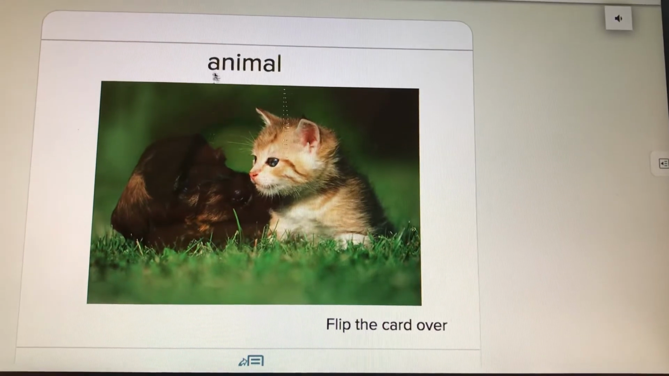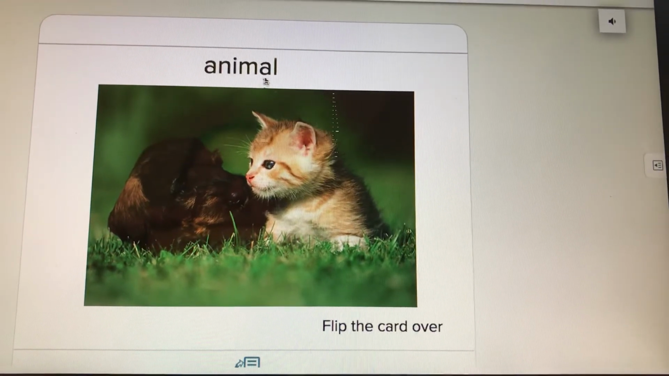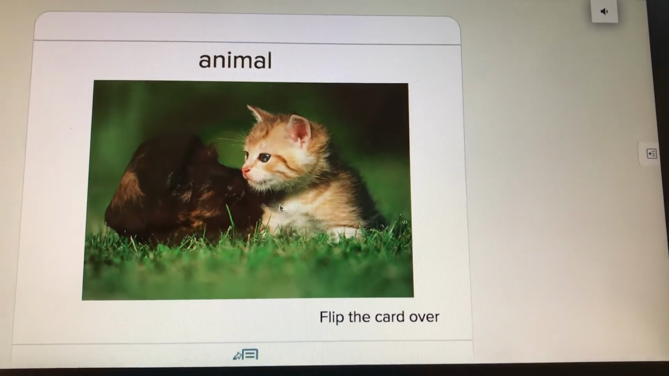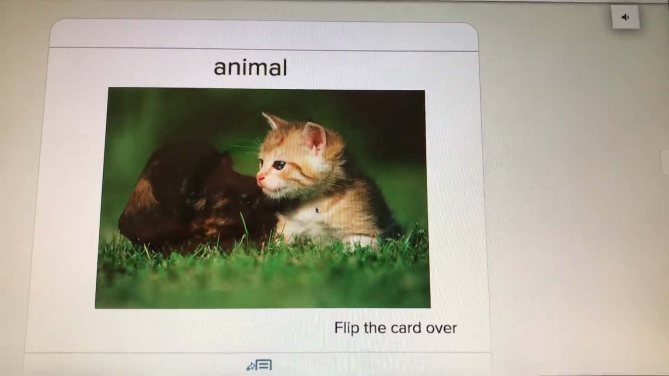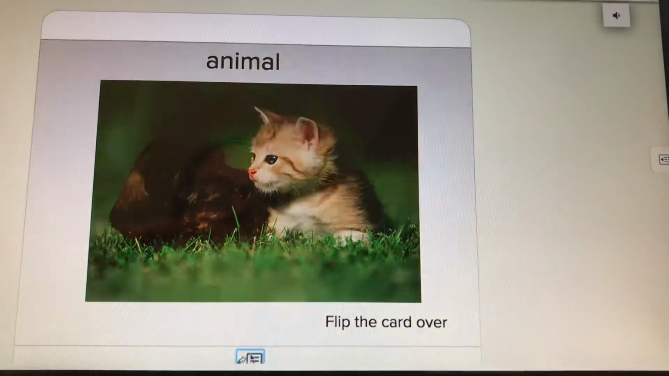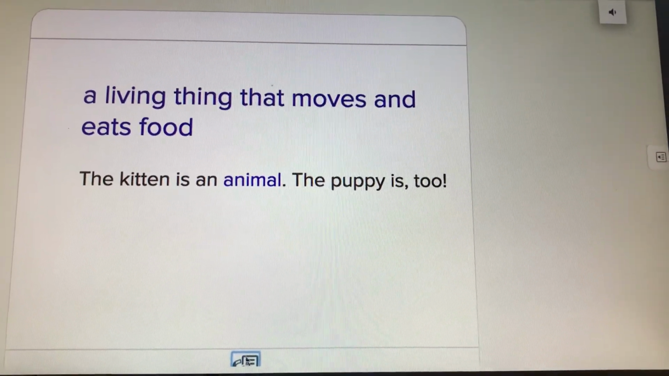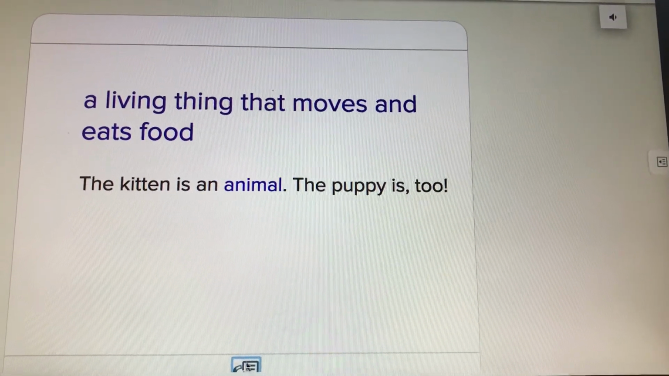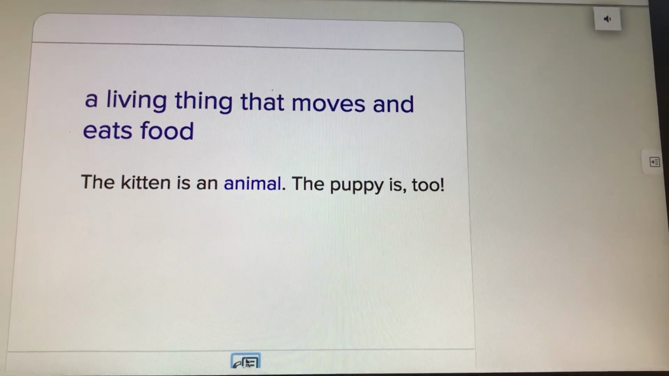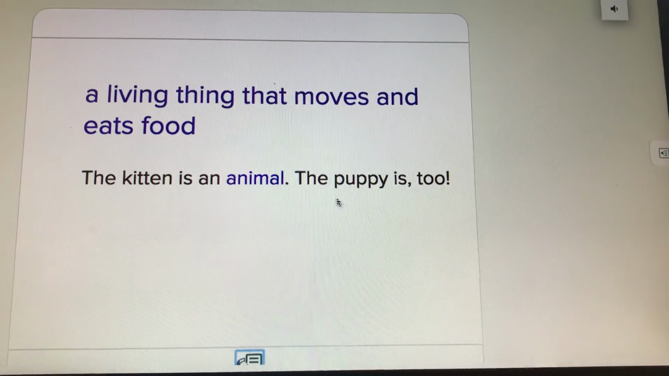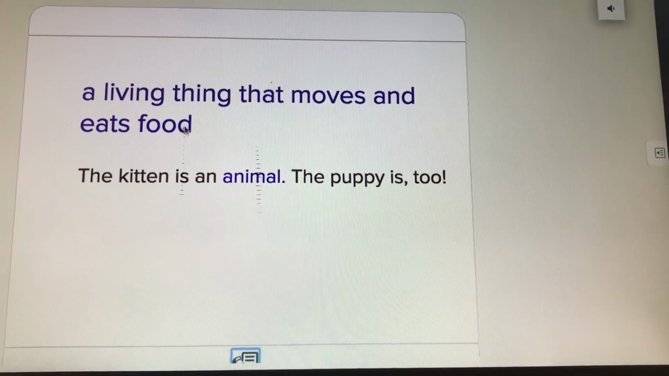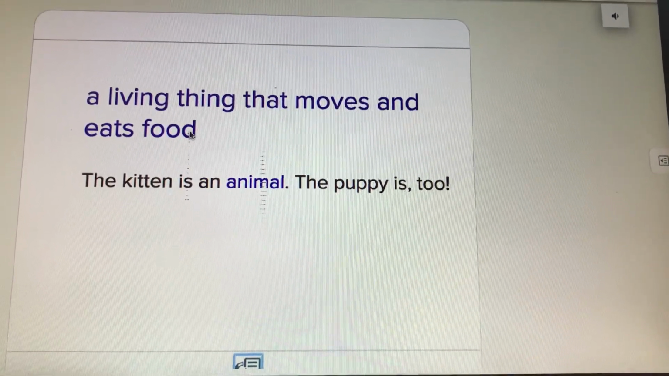The next word is ANIMAL, animal. And on the front cover here you see two different types of animals. When I flip it over to read it, a living thing that moves and eats food is what an animal is. The kitten is an animal and the puppy is too. So all living things need food and they move.